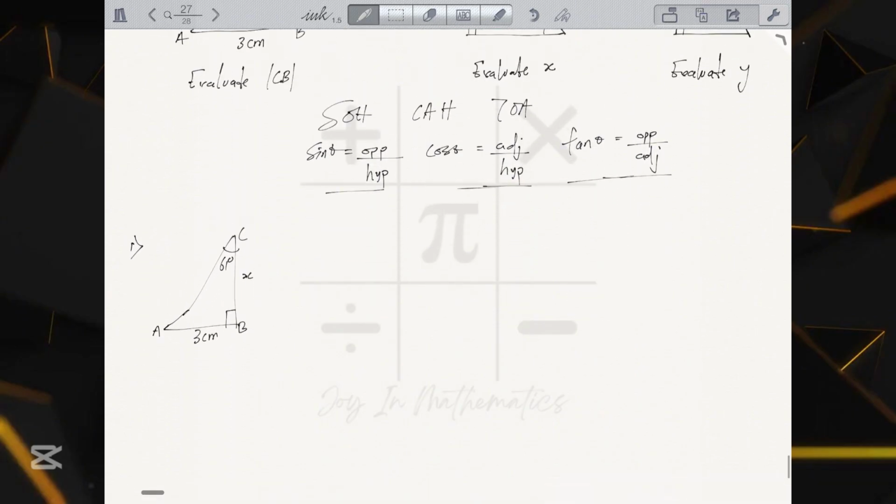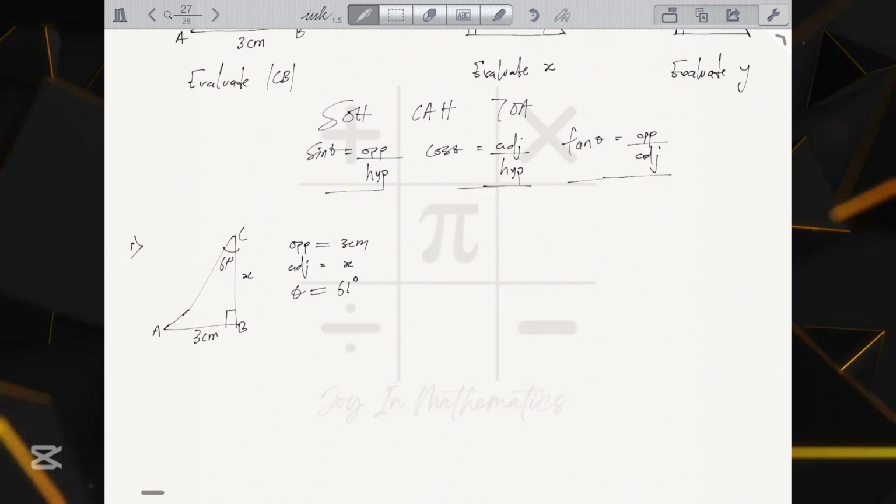Now, in this case, the side facing the angle is known as the opposite. So 3 centimeters is the opposite. We are looking for the adjacent, X, and we have an angle. Let's call it theta to be 61 degrees.